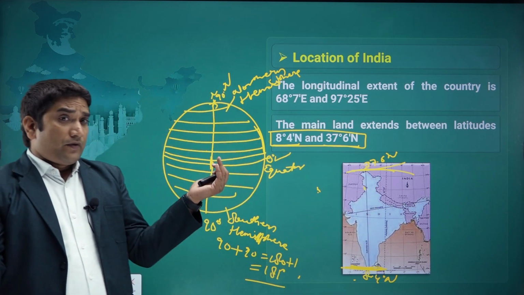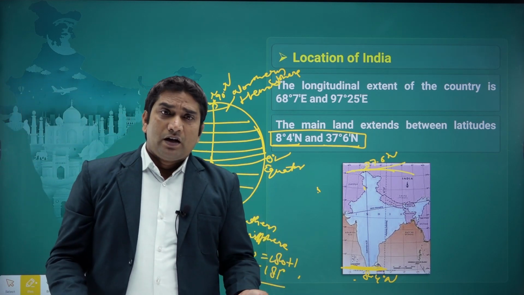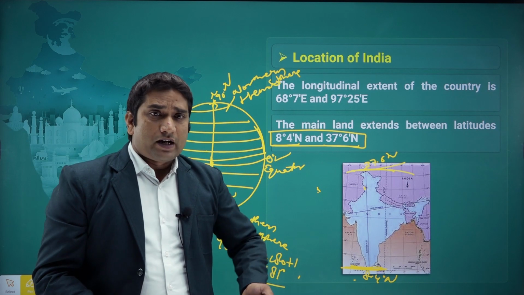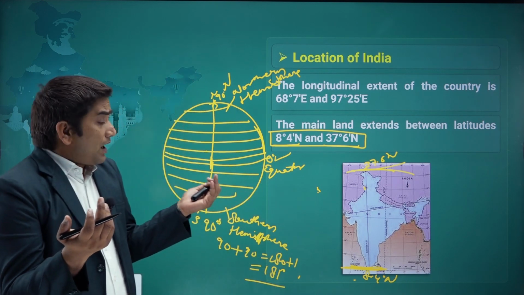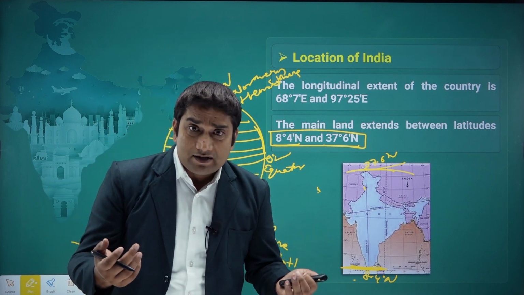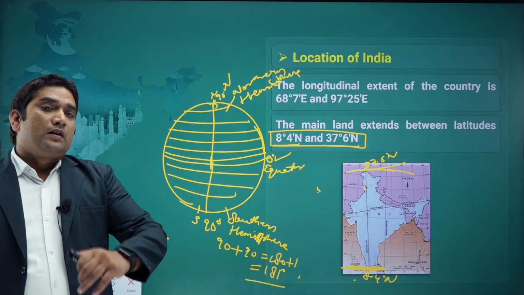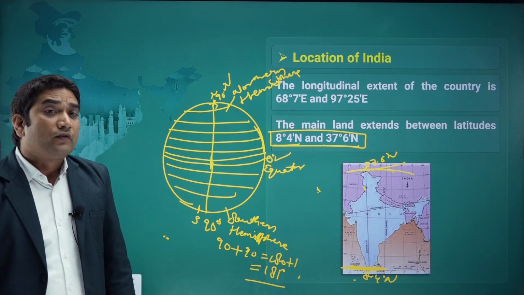But in the northern hemisphere we have so many countries, like Canada and Russia, and many Asian countries also lie in the northern hemisphere. So how can we identify where exactly India is? To find out the exact location of India, we now require the longitudinal extent of our country.